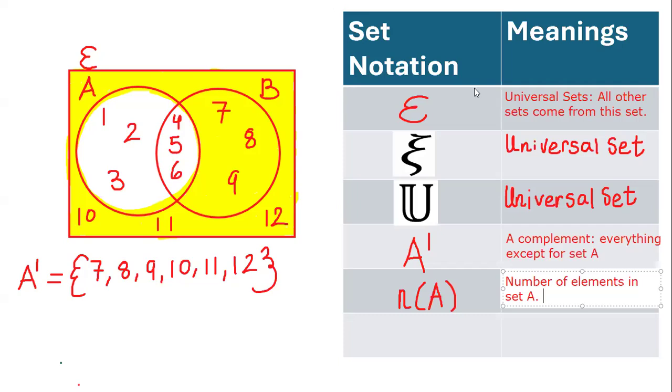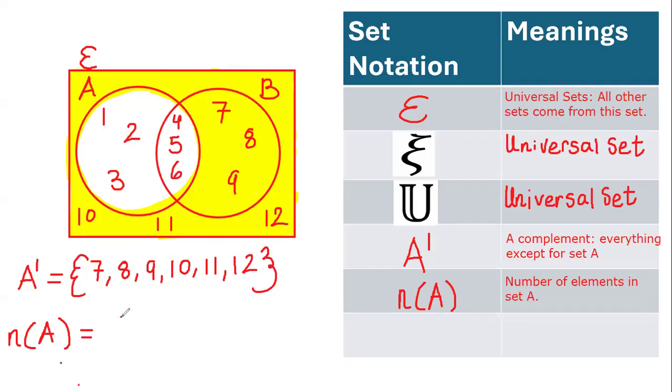So what is the number of elements in A? The number of elements in A is equal to what? How many elements are there in set A? 6. 6 elements. Very good. There are 6 elements. So the answer is going to be 6 elements.